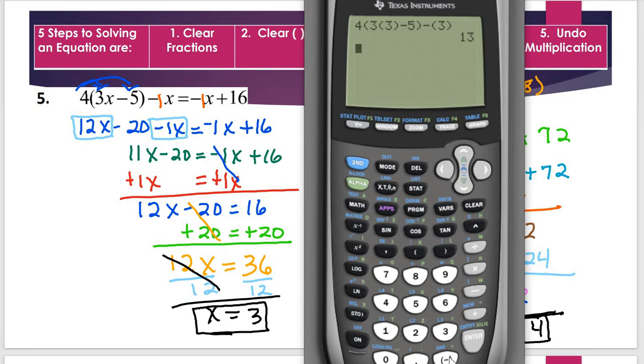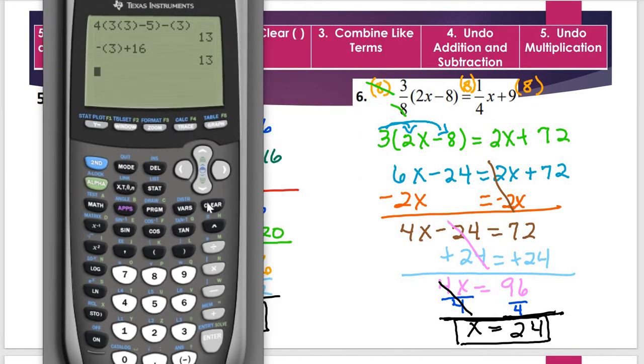Now we're going to come to this side. So I have a negative, and I'm going to put the 3 in place because x equals 3, plus 16. And it gives me 13. So this is perfectly balanced, and all it took was a few seconds to put it in and know that this is my correct answer.